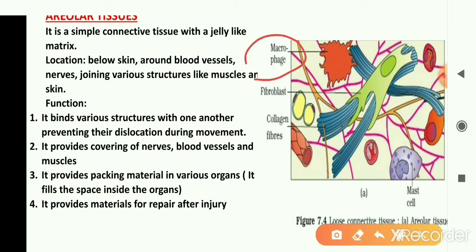You have cells called macrophages, fibroblasts, and mast cells. The mast cells and macrophages give protection against infection or any foreign material that enters. The function of fibroblasts is to make fibers. There are proteinaceous fibers, the collagen fibers, which are white in color, and yellow elastin fibers also. These fibroblasts secrete fibers which give strength and elasticity to the tissue.